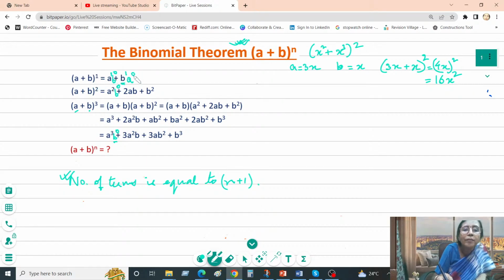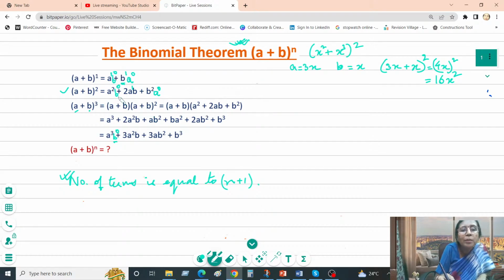by 1. Okay. When we come to the second part, a plus b whole raised to the power of 2, we are having 3 terms. The first term is a raised to the power of 2 and b is starting with a power of 0. Then the powers of a will be going on decreasing by 1 in steps of 1. So the middle term is having a to the power of 1 and the third term is having a to the power of 0. That is why it is not visible.